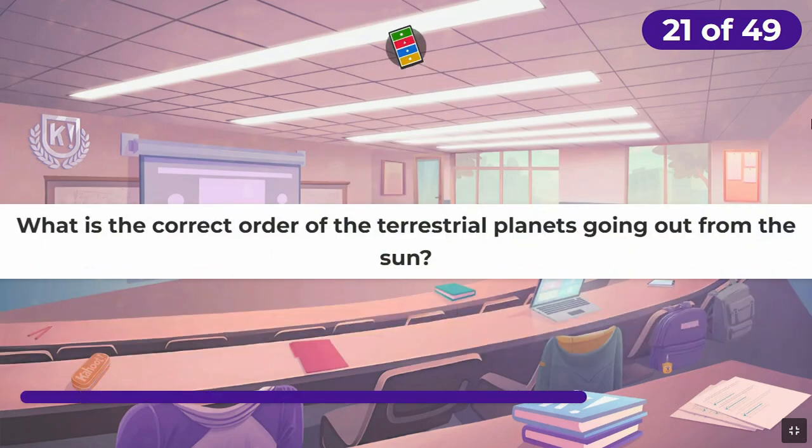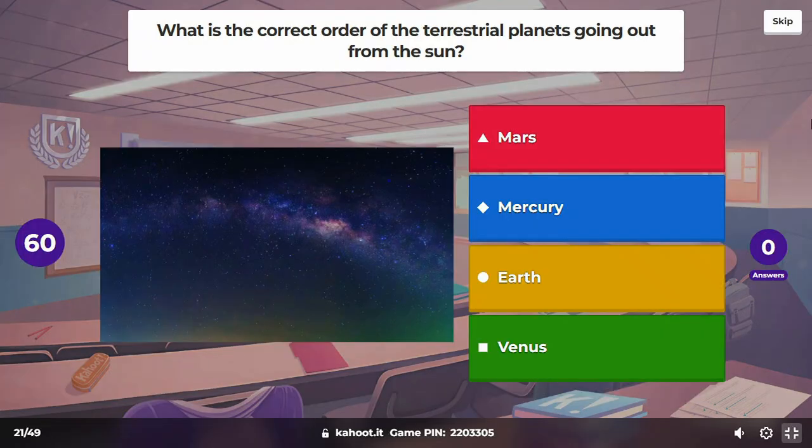So put the terrestrial planets in order, starting from closest to the sun and working your way out from there.